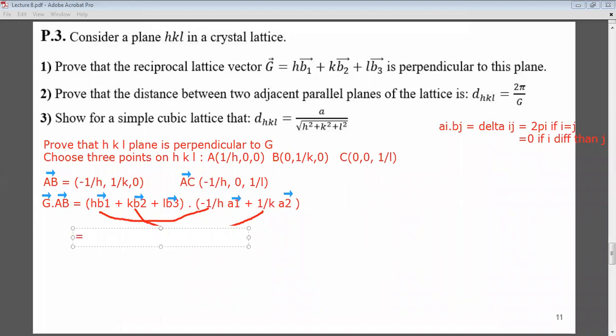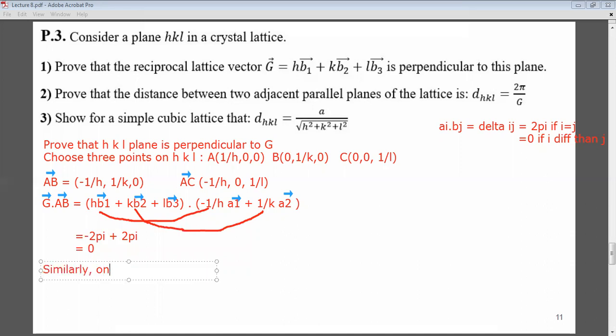This will give me hb1 dot minus 1/h a1. H over h is 1, minus, so it is minus 2π, since b1 dot a1 is 2π. And the other term will give me kb2 plus 1/k a2, so this will give me plus 2π. And this is equal to 0. So I proved that G dot AB is equal to 0.